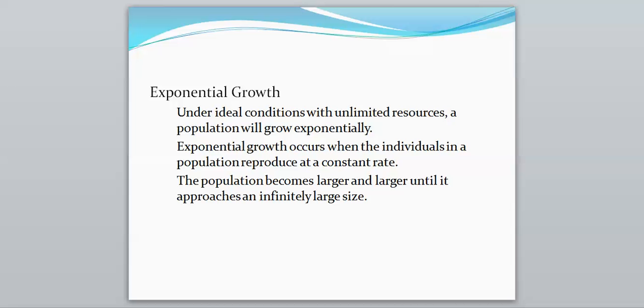Under ideal conditions with unlimited resources, a population will grow exponentially. What that means is that individuals in the population are going to reproduce at a constant rate. So again, there are unlimited resources, they're going to continue to grow, they'll reproduce without anything getting in their way, and the population will become larger and larger until it approaches an infinitely large size. It literally will continue to grow forever if there are unlimited resources.